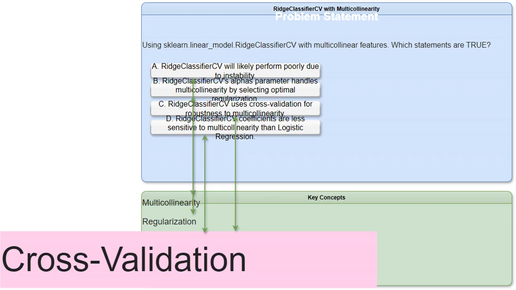Cross-validation is a crucial technique I employ to evaluate a model's performance. It involves splitting the data into multiple subsets, folds. I train the model on some folds and test it on the remaining fold. I repeat this process for all folds and average the results to get a more reliable estimate of the model's performance on unseen data. This helps me avoid overfitting and select the optimal alpha value.